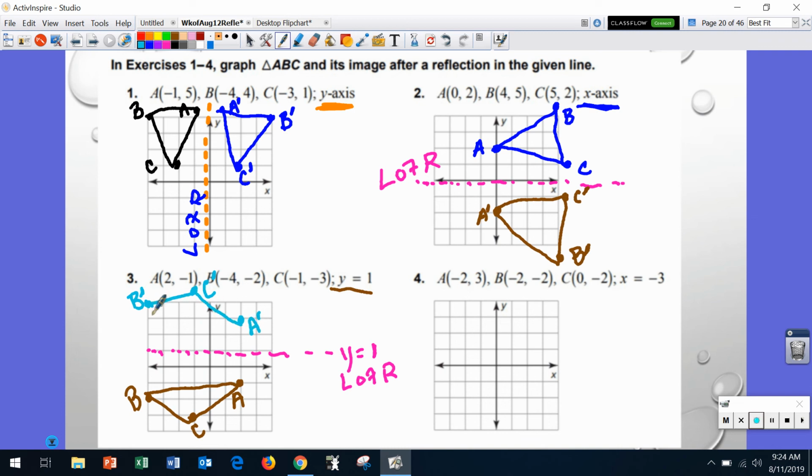And if you fold across the line, you should notice that this should fit on top of here. My line isn't perfect, so it doesn't look exactly like what it should. But if you fold it back across, it should fit.